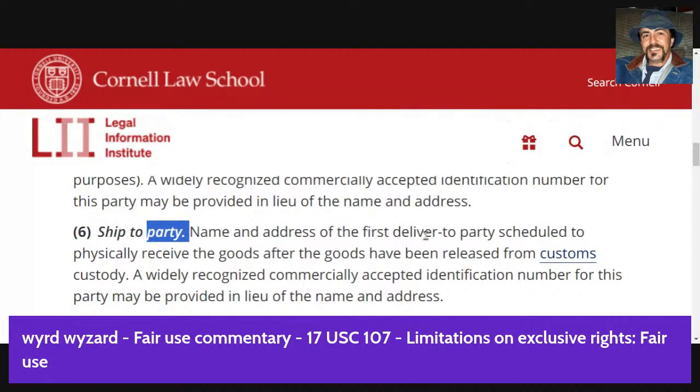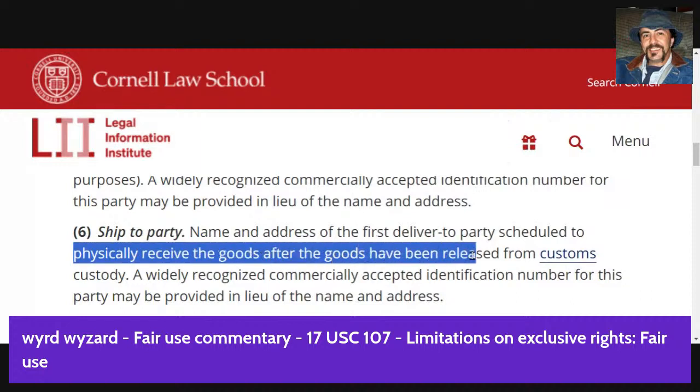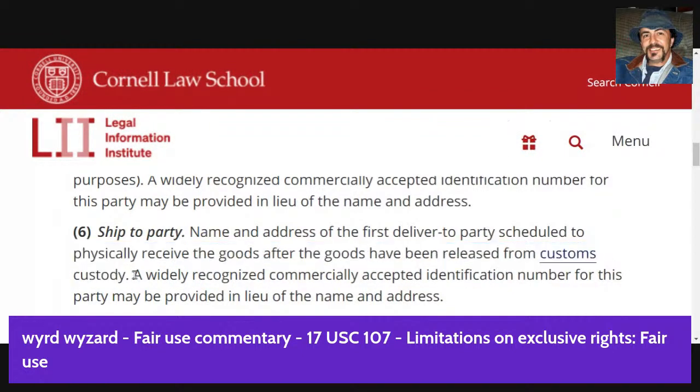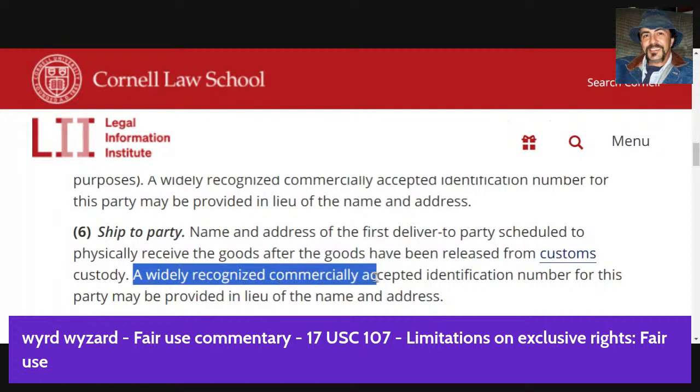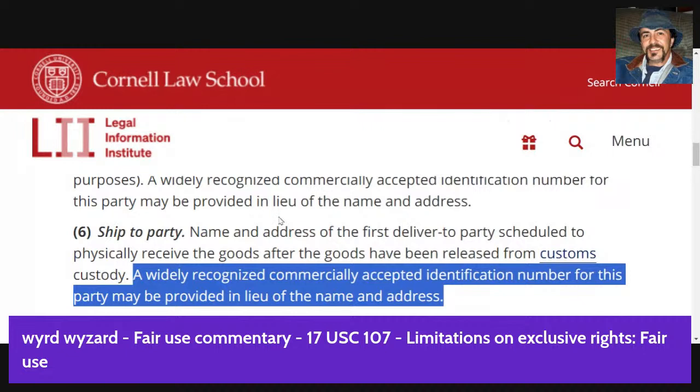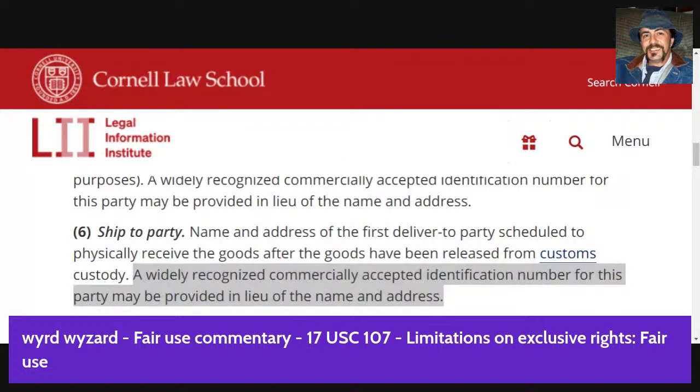Name and address of the first deliver to party scheduled to physically receive the goods after the goods have been released from customs custody. A widely recognized, commercially accepted identification number for this party may be provided in lieu of the name and address. Think about this stuff, folks. They're giving you different options that you could be using. And if you don't know them, then you're not going to use them. I'm only putting them out there to show you what they say in plain language.